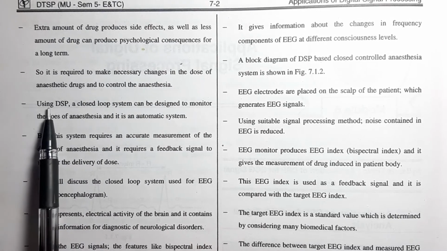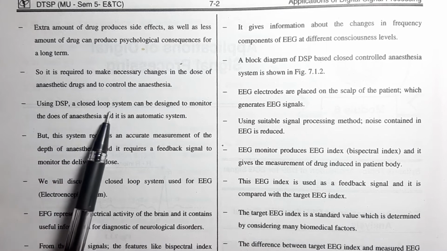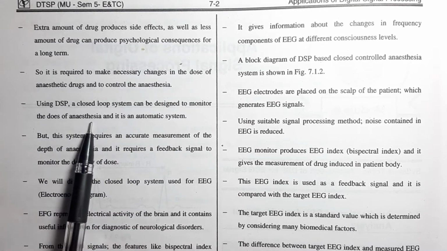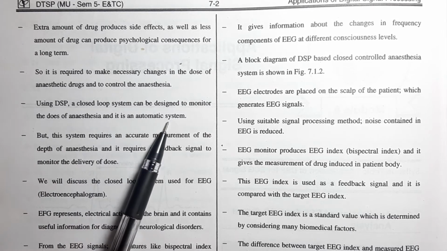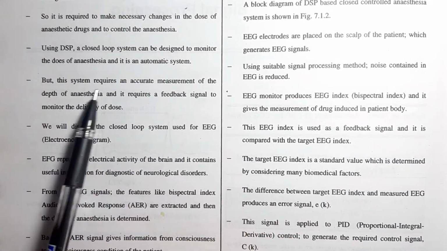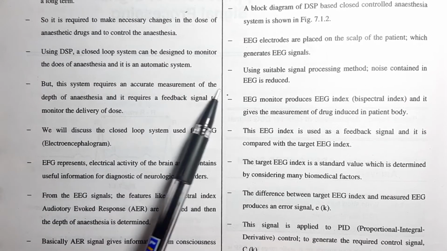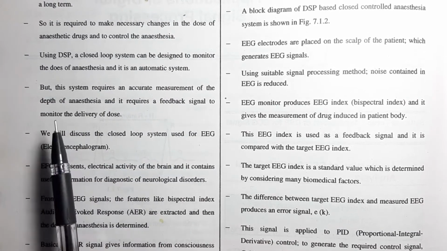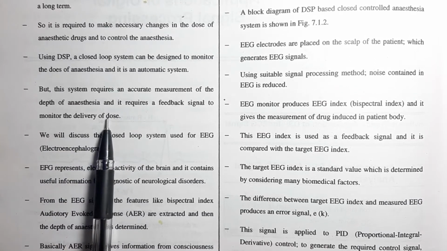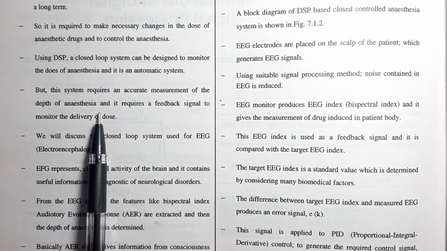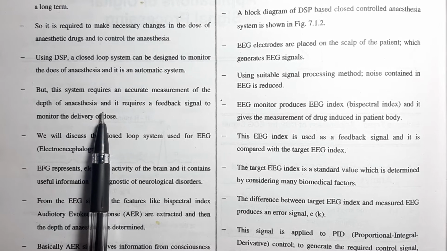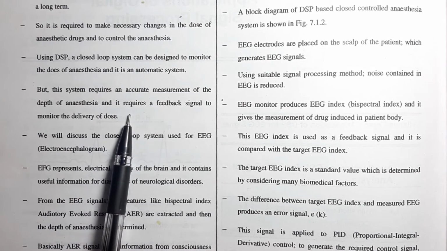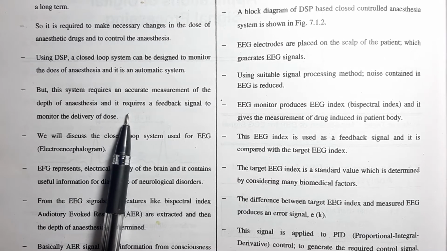Now, using DSP, a closed loop system can be designed to monitor the doses of anesthesia, and it is an automatic system, but this system requires an accurate measurement of the depth of anesthesia, and it requires a feedback signal to monitor the delivery of the dose. But of course, if you give extra, it will be harmful. If you give less, it will produce some psychological effects. So yes, it is required that we do give it in a proper amount.